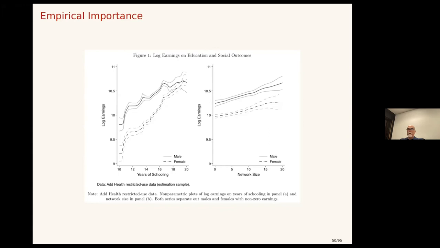It's a data set in the United States that has social network data. It's also a panel data set, and it has earnings information on people 10 years out of high school. So what they did in this paper was to look for men and for women, to look at the effects.